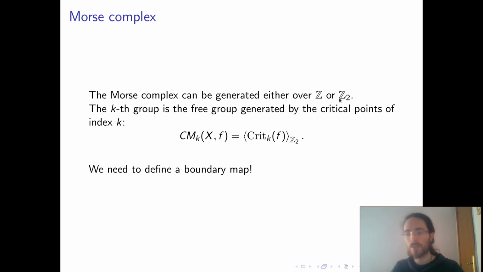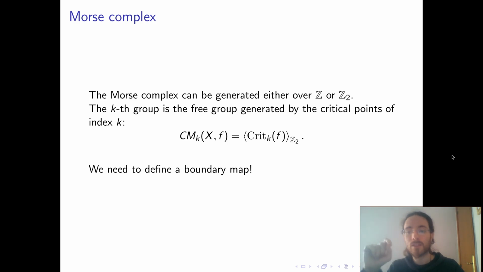Which is good enough to prove the inequalities. So the kth Morse complex group is the free group which is generated by the critical points of index k. So you take all the critical points of a given index, and you can take any formal, symbolic, if you will, linear combinations between them with coefficients in Z2. This is what this notation means.